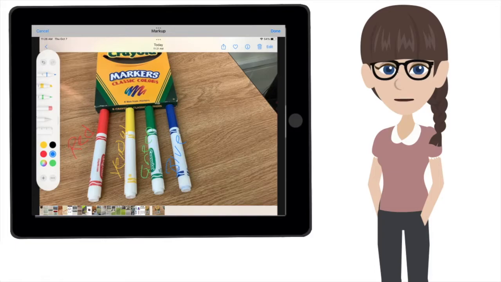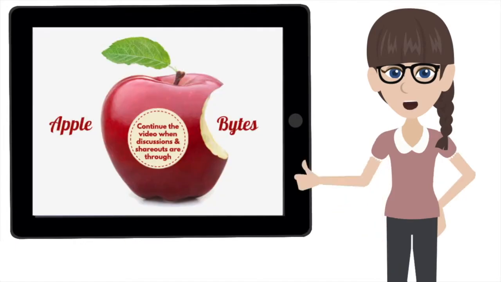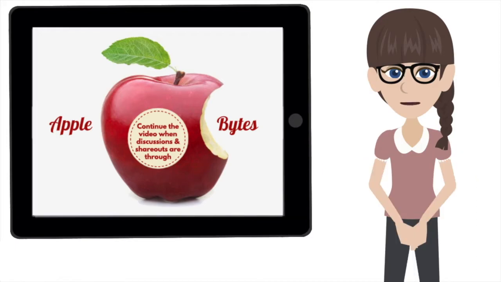I want my students to write the names of the colors next to each marker. I'm also going to ask my students to tap and find a new color and write their name on the photo. Then tap Done, and then you're going to be asked to tap Done a second time. Pause the video on the next screen and complete these steps. When everybody's ready, play the video to continue.